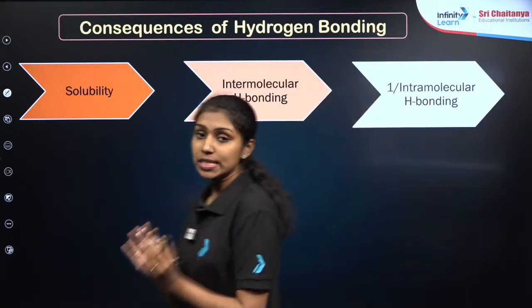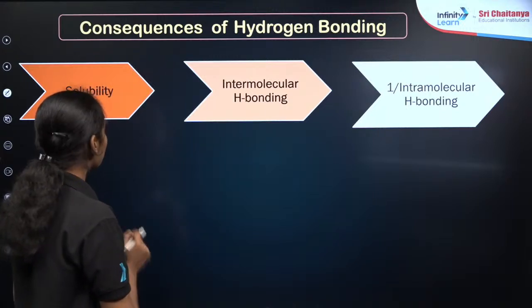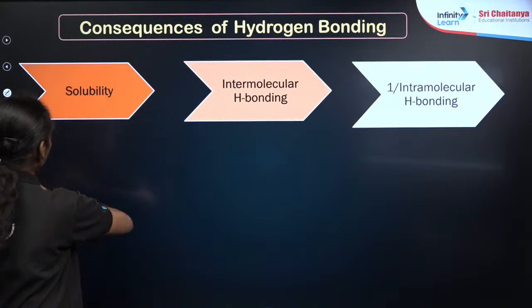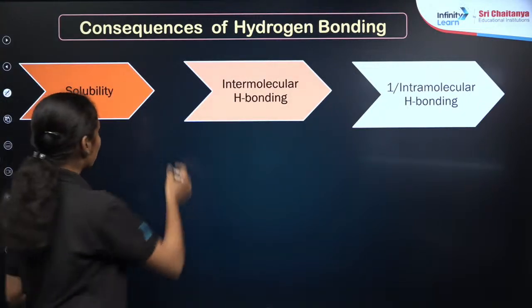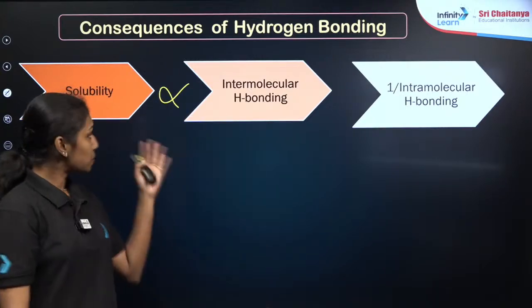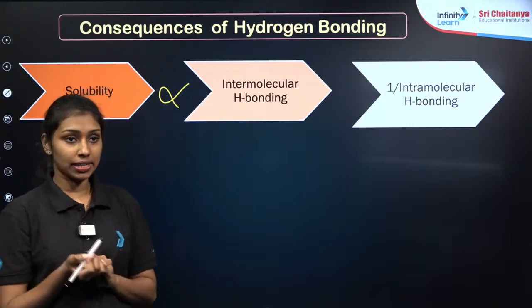Now let us discuss what are the effects, or the consequences, of hydrogen bonding. The first one is solubility, right? Solubility of molecules due to the presence of hydrogen bonding. So I can say that whenever any molecule has intermolecular hydrogen bonding between the molecules, solubility will be higher.